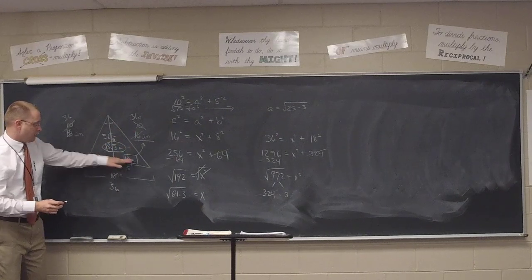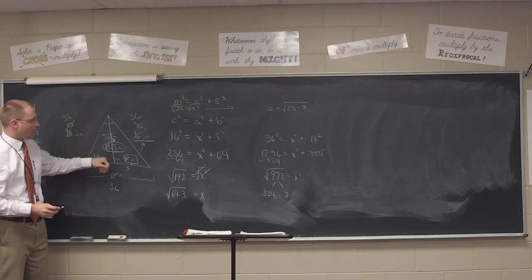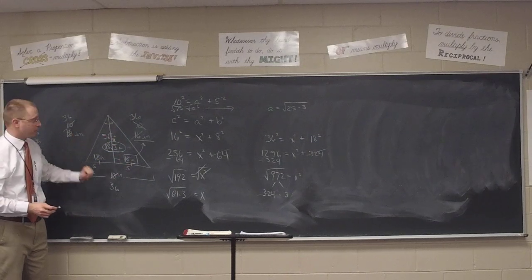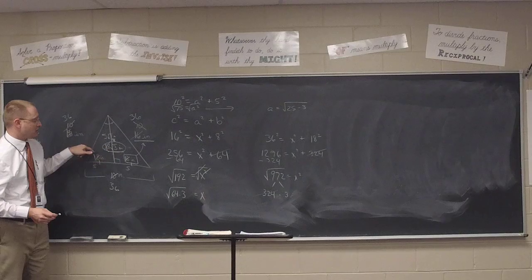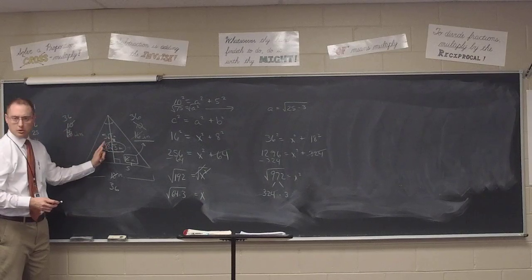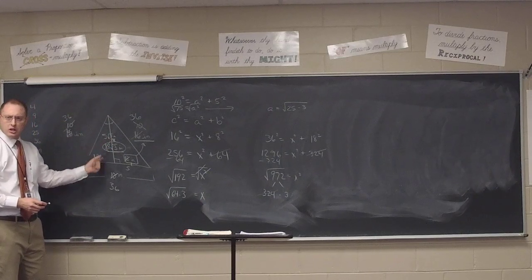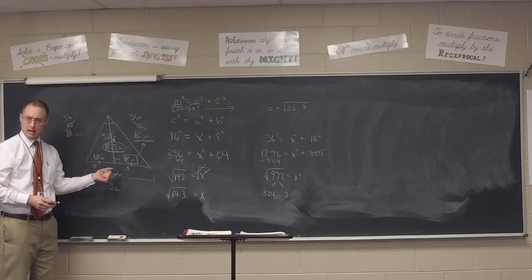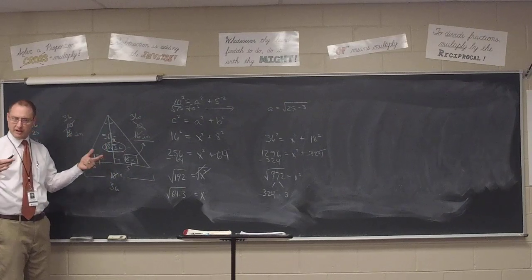16, 8, 8 square root of 3. 10, 5, 5 square root of 3. 36, 18, 18 square root of 3. It's half times the square root of 3. It always ends up being half the side times the square root of 3. That's an interesting little memorized fact, isn't it?